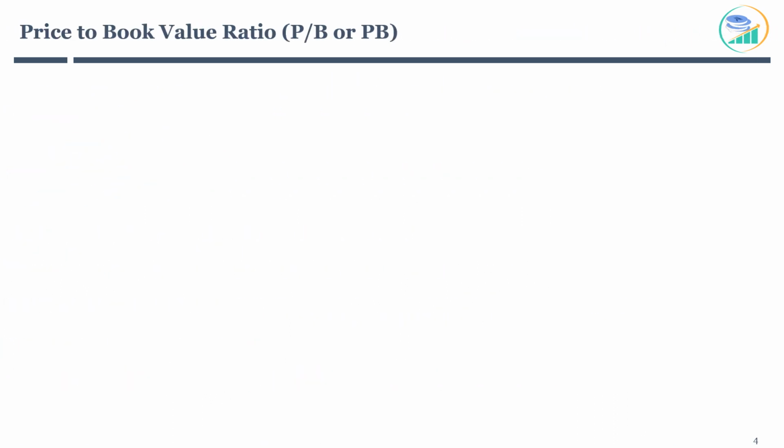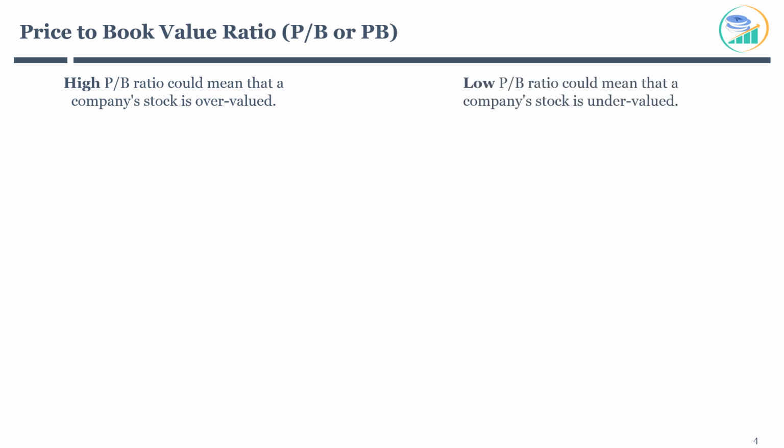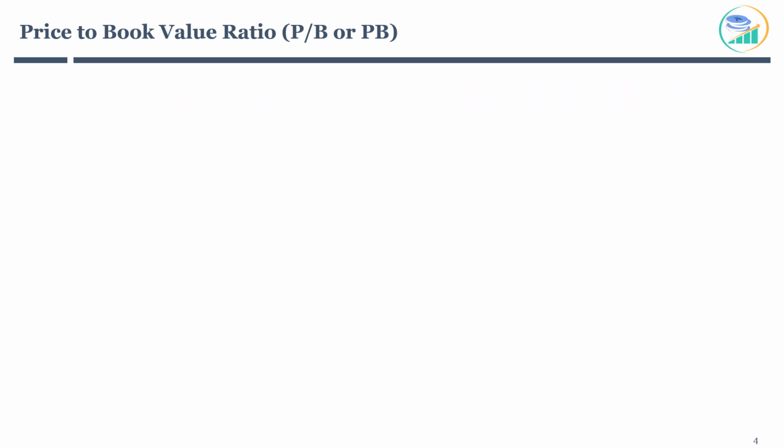Until now, it seems that high PB ratio could mean that a company's stock is overvalued. On the other side, low PB ratio could mean that a company's stock is undervalued. Please remember, low PB does not necessarily mean stock is undervalued. Let's try to understand when and how to use PB ratio.